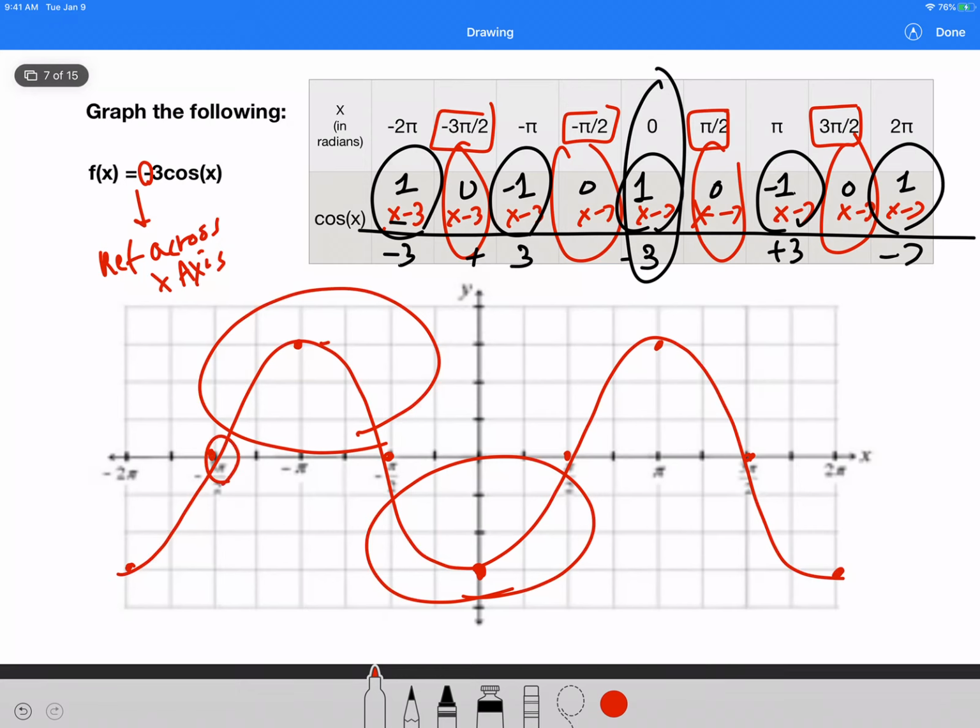Plot the correct points. That's really what I'm looking for. And sketching it, I'll give you some sort of leniency with that. But make sure it looks good. Bottom line.